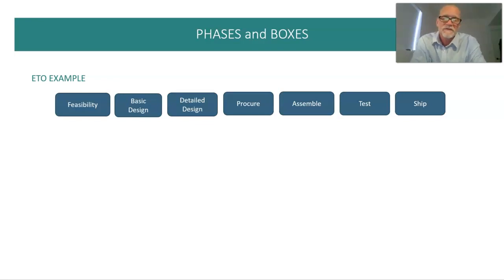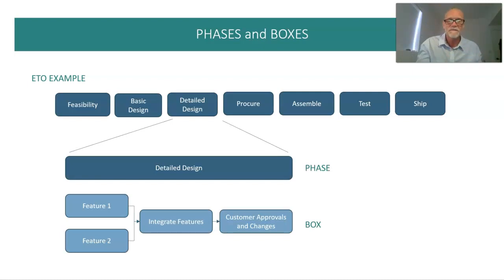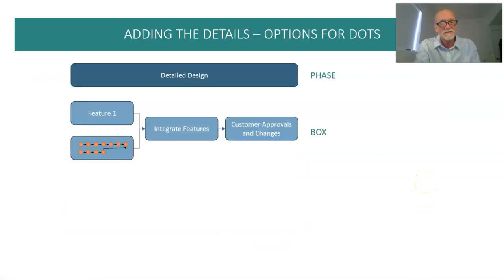So phases and boxes, here's an example in an ETO environment where we have some phases that a project has to go through. Inside those phases, there may be those larger level boxes, we're calling them. So this is a detailed design phase. In there, we may have a couple features we're doing, integrating those, customer approvals, and so on. Those become boxes. And inside those boxes are a number of activities that need to be done by folks, right? And these may be cross-functional, maybe a single skill, it really doesn't matter. And how do we organize those? So this is what we call tier 1 level of the project plan.